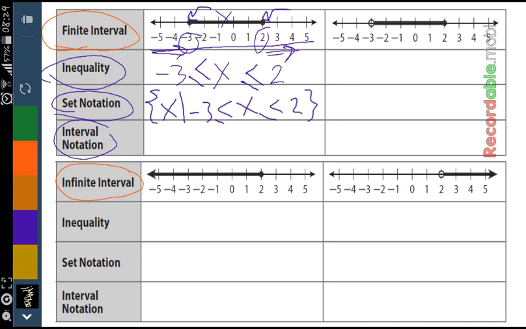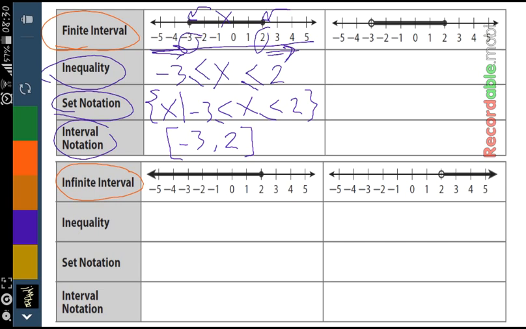Finally, in interval notation, the starting point, which is -3, comma, the ending point, which is 2. 2 is included because the circle is shaded, as we said before, so we have to put a square bracket here. -3 is included also because it has a shaded circle also, so we have to put a square bracket here.